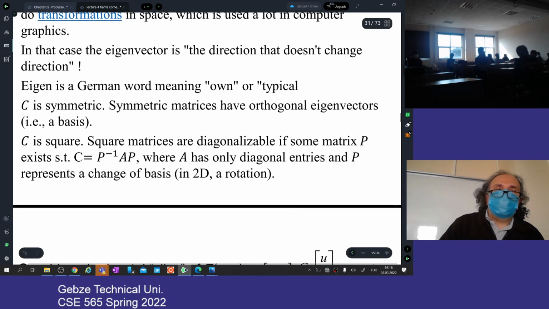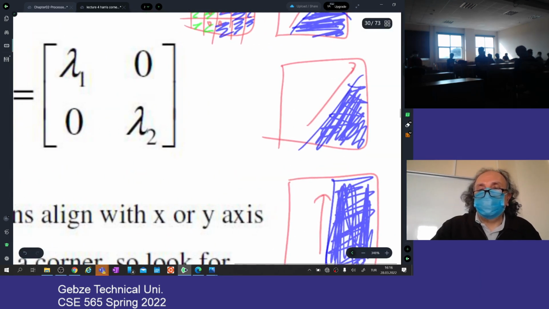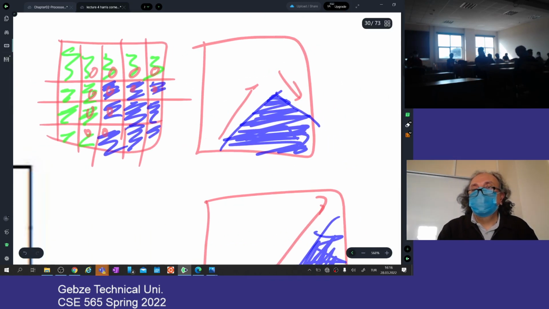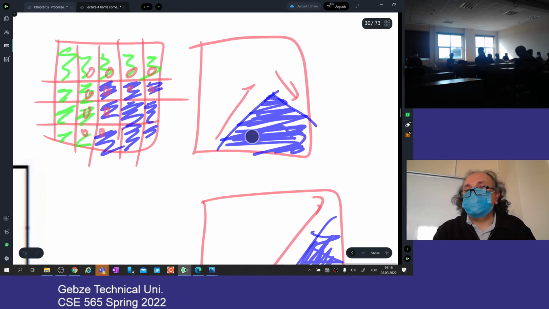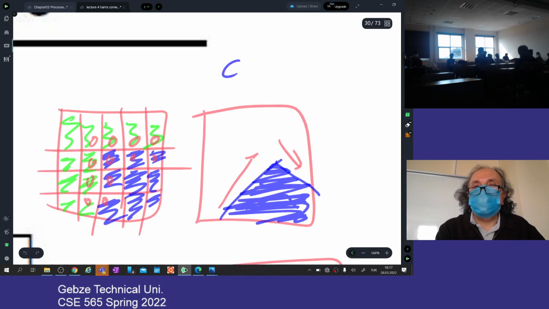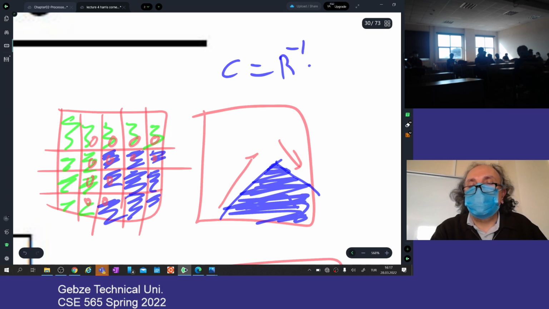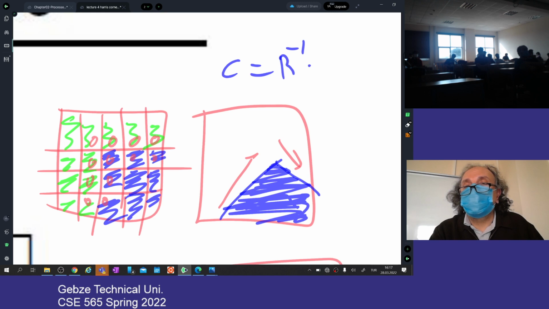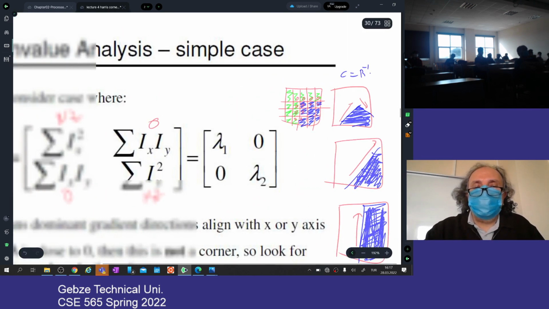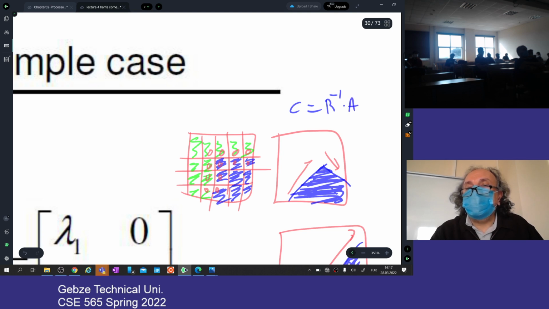So A will contain our eigenvalues. P will correspond to our rotation matrices. Okay, so in our case, when I look at the C matrix of this case, it will be C equal to R minus 1 times the center one. What did we call that one? It doesn't matter. Well, maybe I should use the same notation. We said A and R. So I can decompose C into these three matrices.